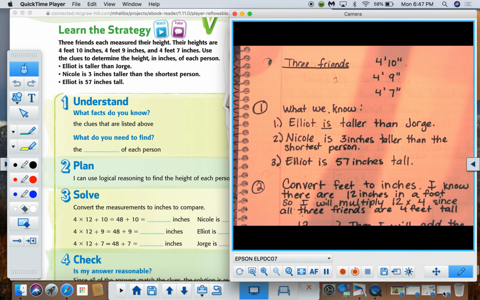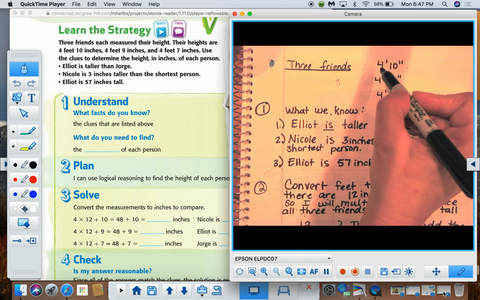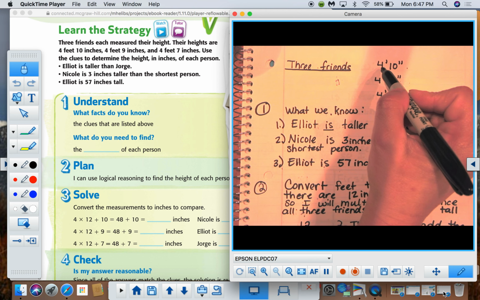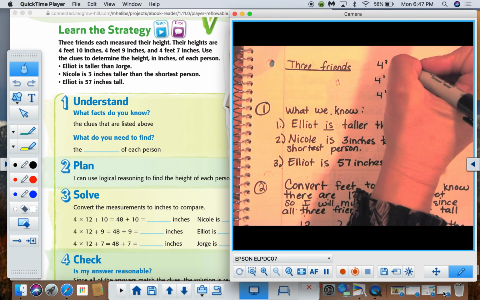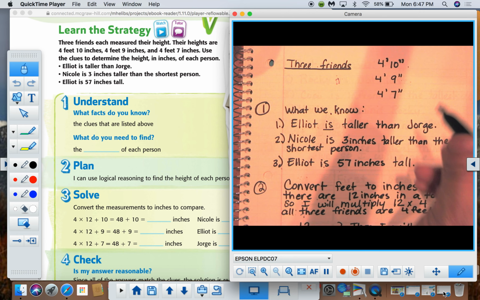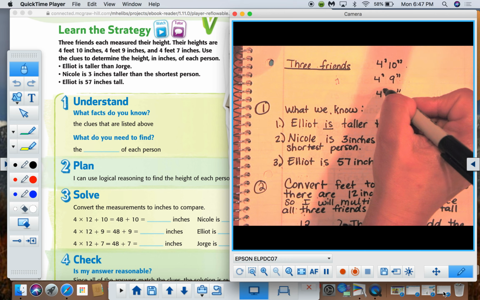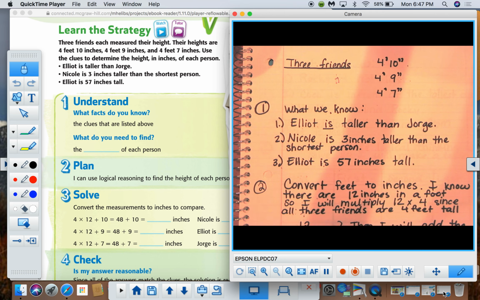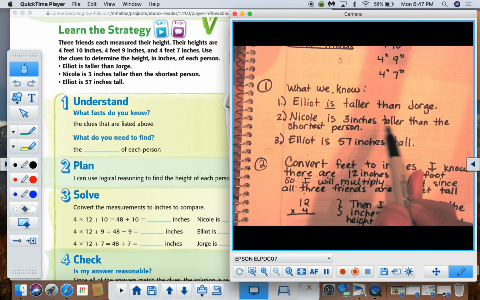I'm going to open up my document camera. And what I have written down is something that you should do when you start to problem solve. What are the clues that we have listed? One child is 4 feet 10 inches, and I write 4 feet with 1 apostrophe here, and the inches are 2 apostrophes. Okay, so that looks like quotation marks. The next child is 4 feet 9 inches tall, and the third child is 4 feet 7 inches tall. What we also know is that Elliot is taller than George, Nicole is 3 inches taller than the shortest person, and Elliot is 57 inches tall.